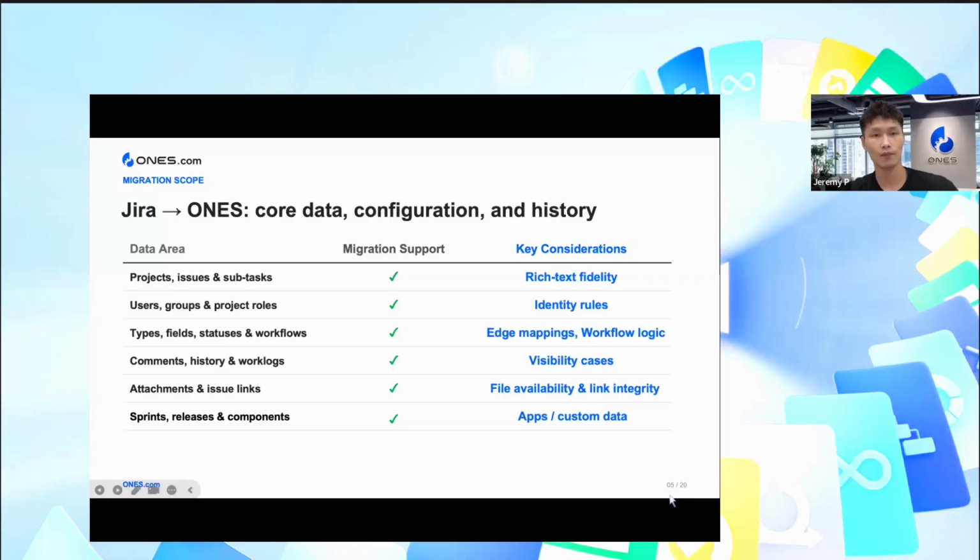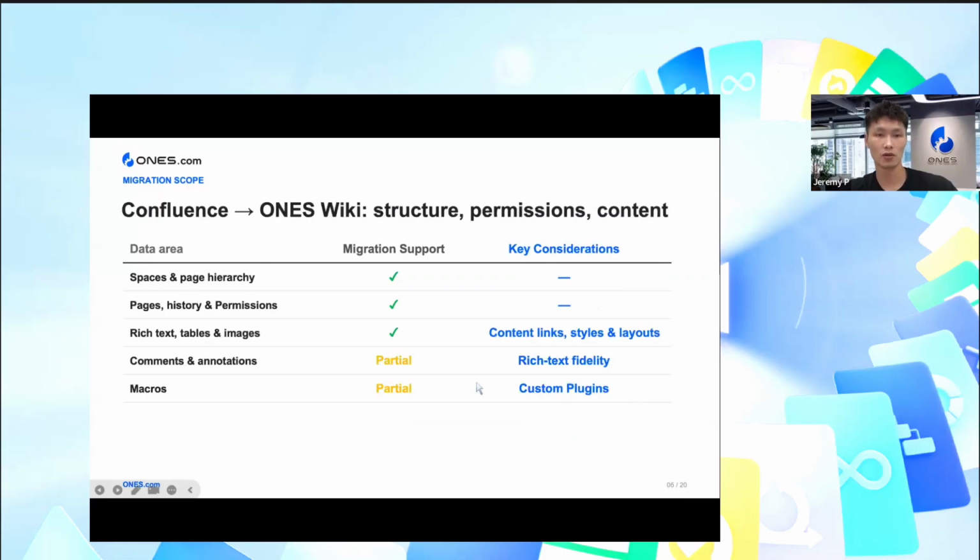For example, we have some customers who might be using some plugins in Jira that we need to identify and assess, to see where the data needs to be migrated and how we can migrate all this data. We also need to define clear rules like the user identities, the field mappings, the workflow permissions, and also some of the post functions. And Confluence has a similar challenge.